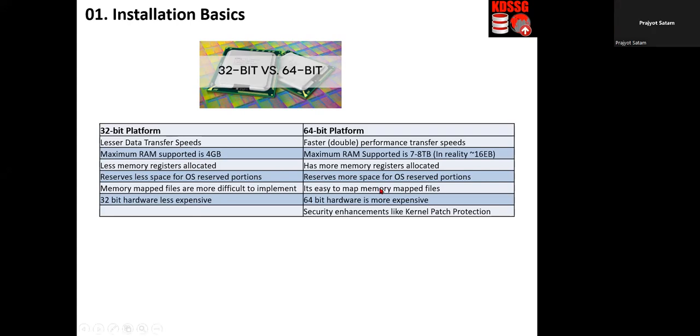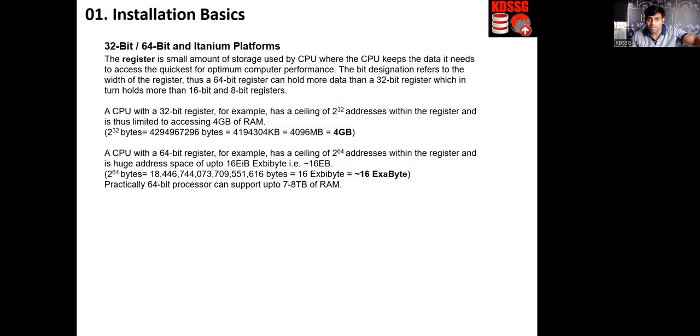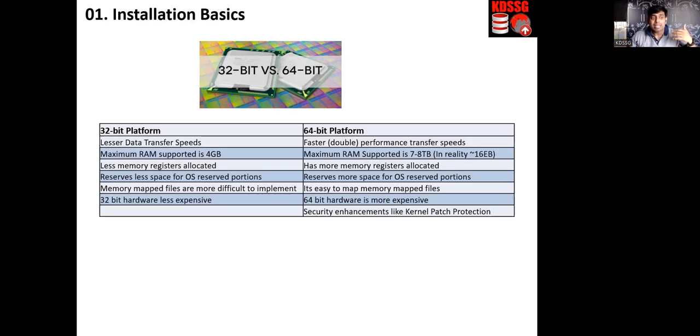That means mathematically 16 exabytes, EB. EB means a lot. I have it in the next slides, please wait. 16 exabytes, practically meaning 7 to 8 TB. RAM is not measured in that. How much RAM do you have on your phone? 4 GB, 8 GB, you say GB, right? You're not saying TB. How much hard disk do you have on your phone? My phone has 1 TB. So hard disk is measured nowadays in TBs, terabytes.